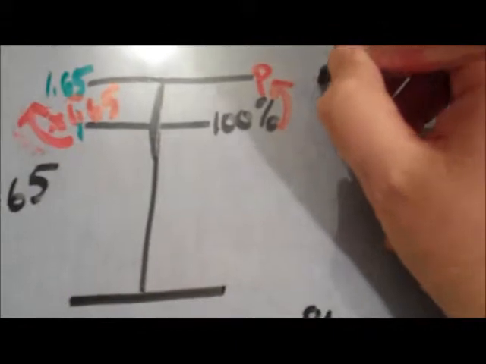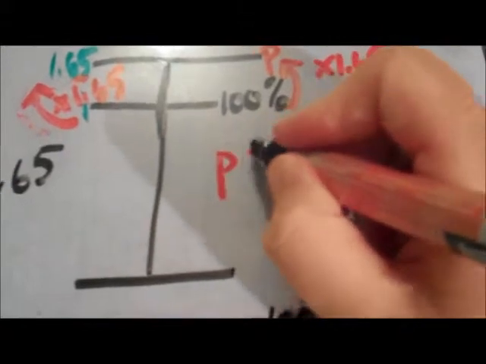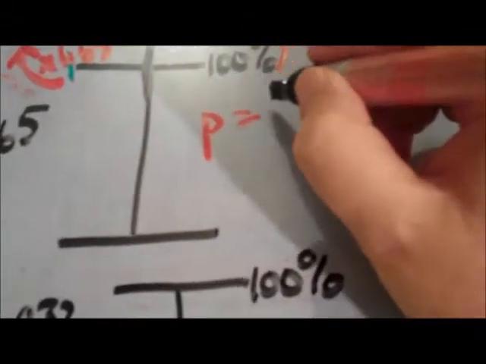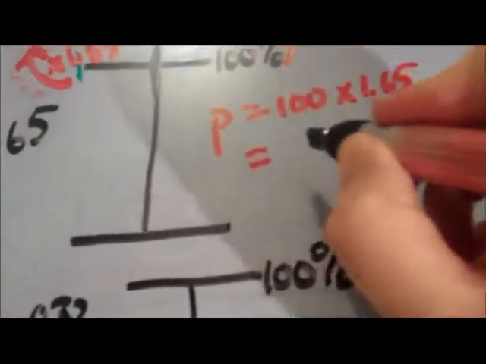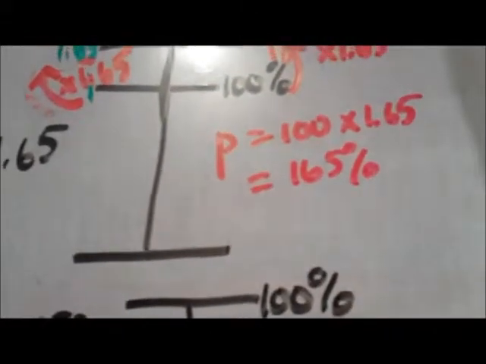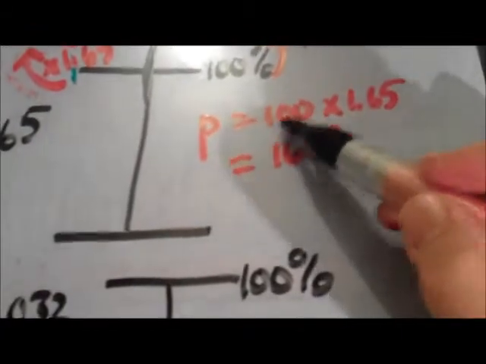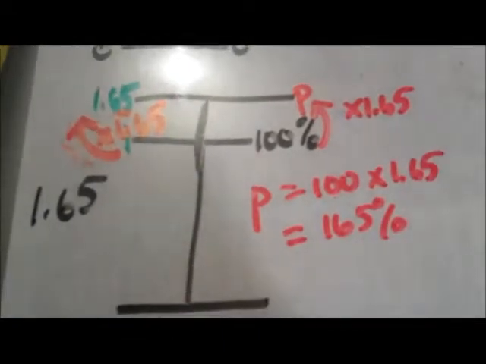So 1 times 1.65. So I must have to do exactly the same here to work out my percentage. I have to multiply by 1.65. So my percentage is, follow the arrow back, 100 times 1.65, which is 165%. The number slides 2 places because there's a 100 factor here. So 1.65 is 165%.